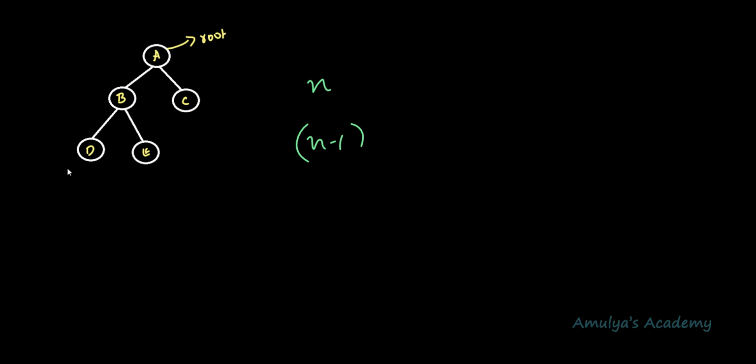For example, if I want to go to D, then I need to go A, B, D. If I want to go to E, A, B, E. If I want to go to C, A and C. There is only one path from the root node to any node.